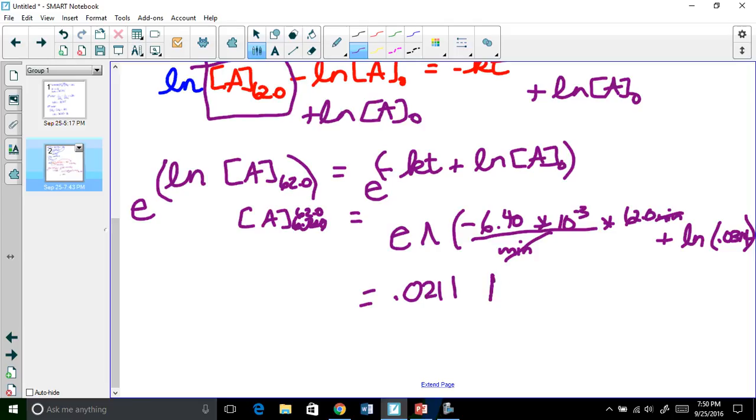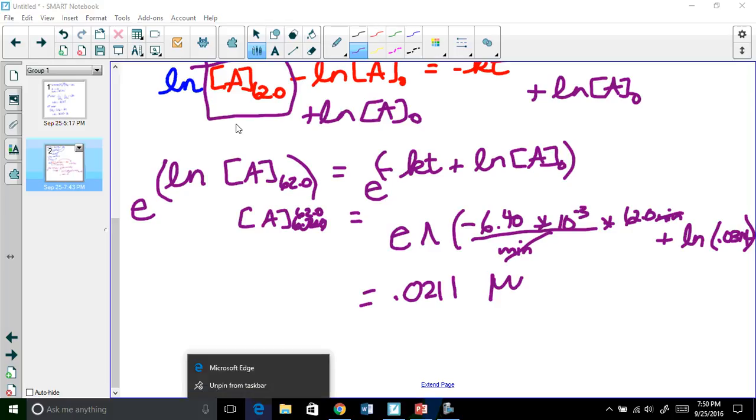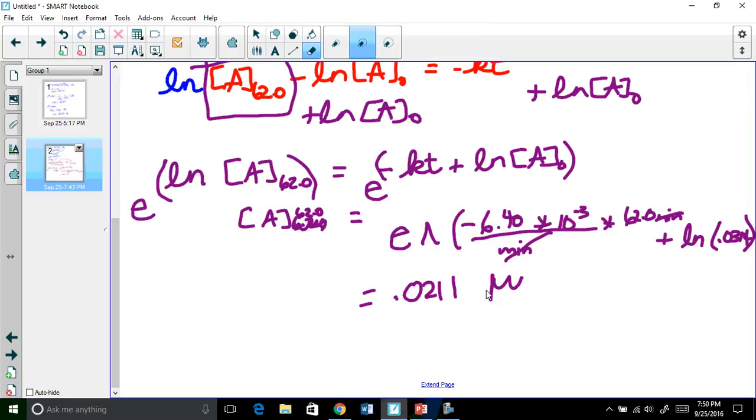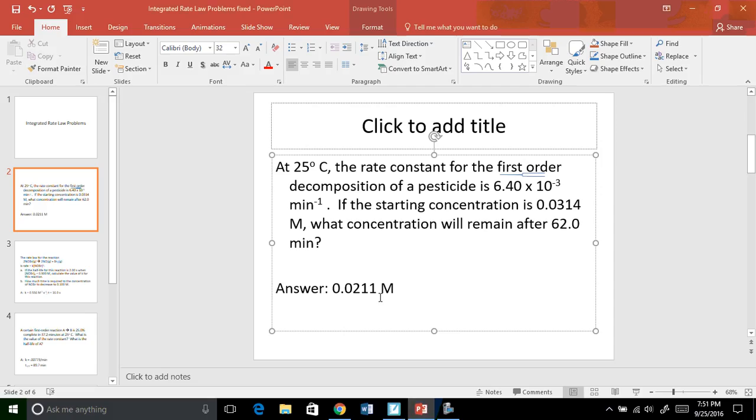0.0211 molar. Sorry, that's a bad looking M. Got to grab my eraser. Sorry about that. Come on, pen. There we go. And there you go. And if you look at that, that's what the answer is supposed to be.